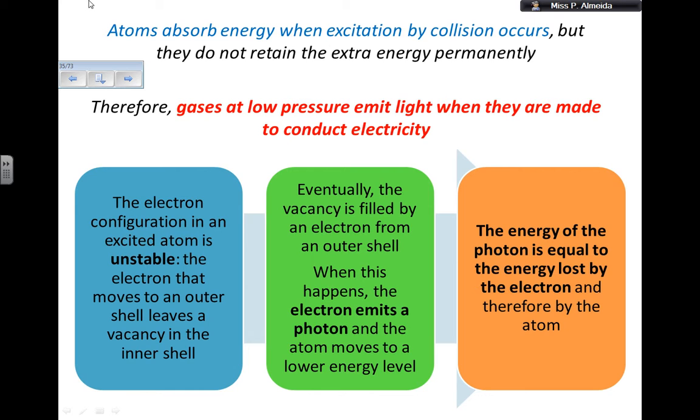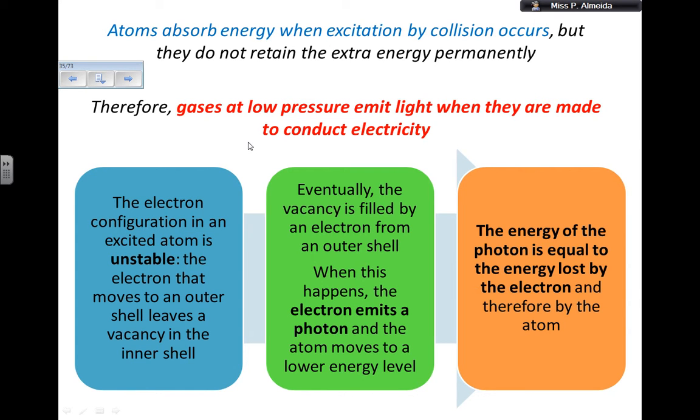If an electron goes to an outer level, it means that it's excited and not in this very stable state, so the atom is going to be unstable, okay? The electron moves to an outer shell and leaves a vacancy wherever it came from, okay? Eventually this vacancy is going to be filled by another electron from an outer shell. So one moves out and the other moves in, okay?